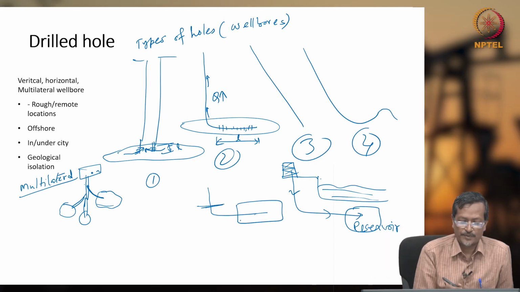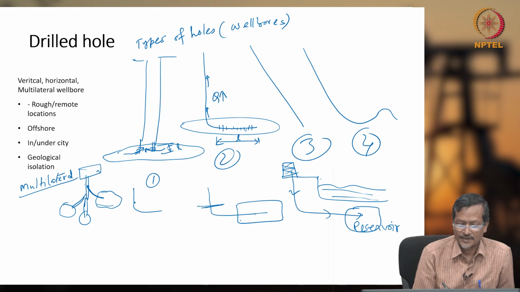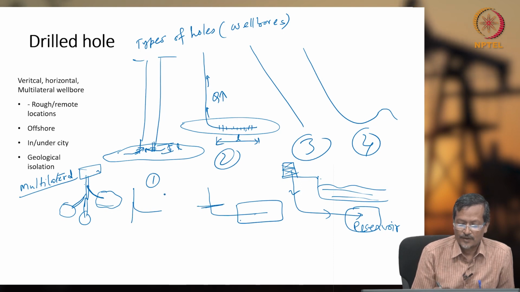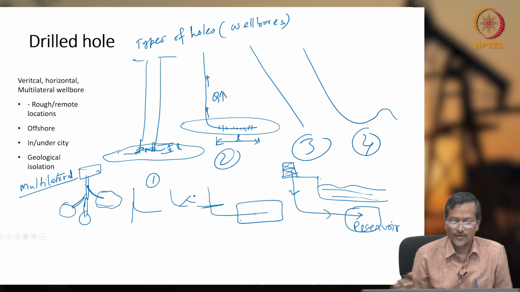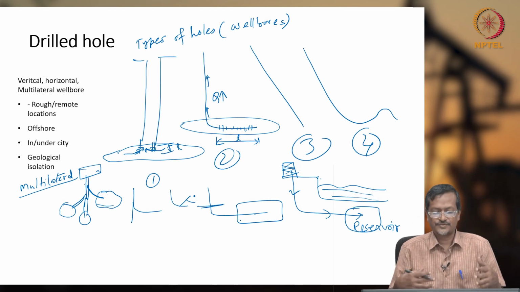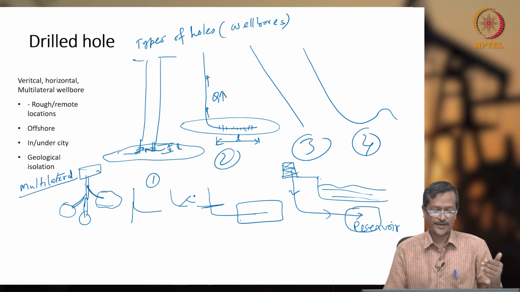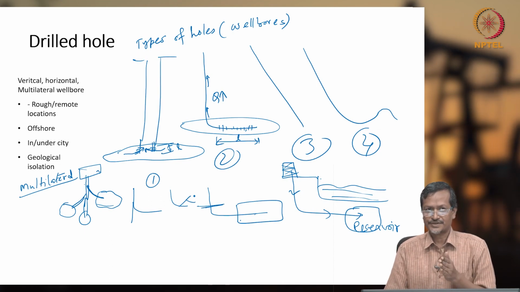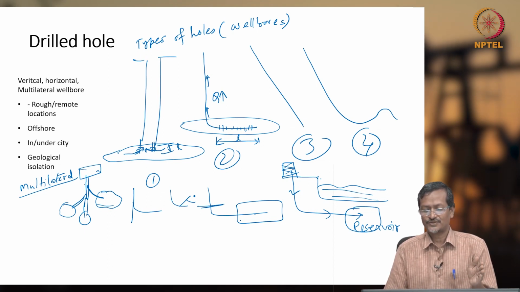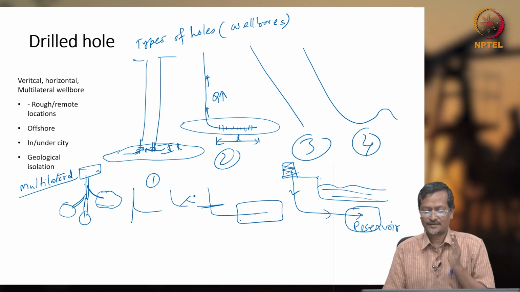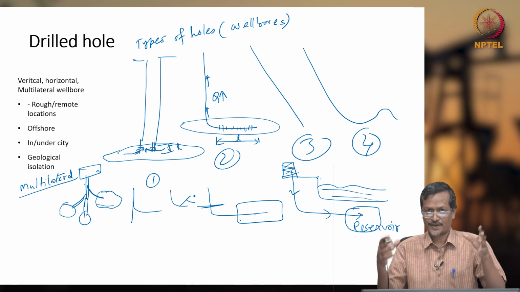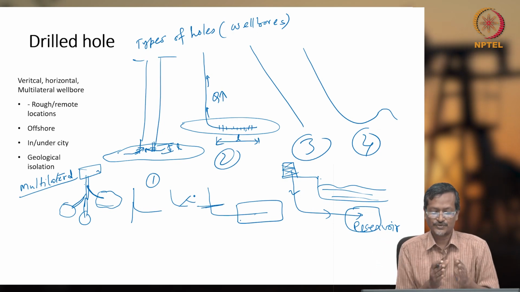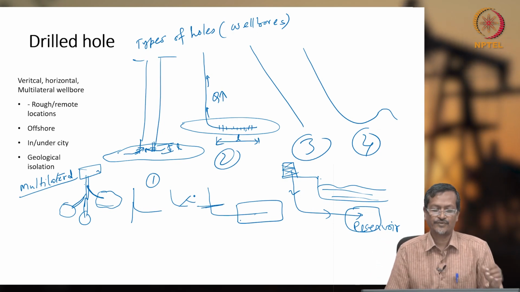So multilateral can branch like this, or like this, or like this. Many types of people are trying, and day by day technology is progressing and the wellbore complexity is also increasing, and they want to get more production with minimum investment. That is the main purpose, and that's why they are making all these different options of drilling holes.